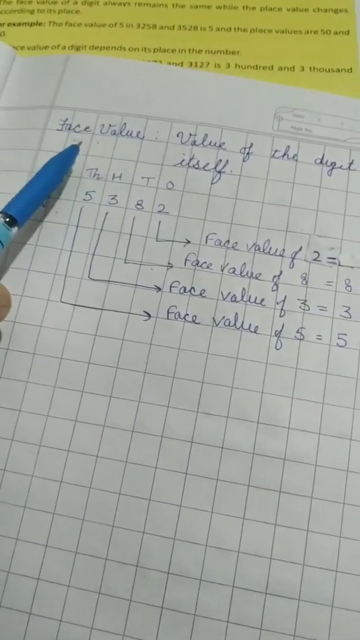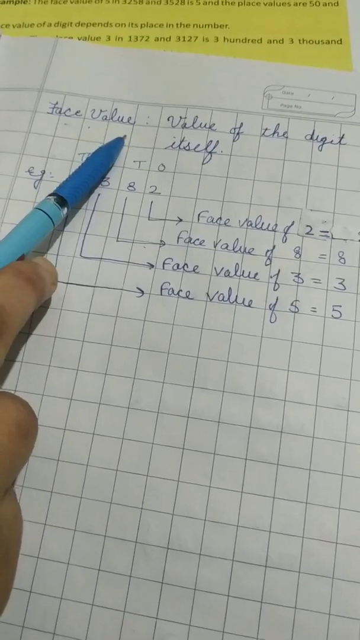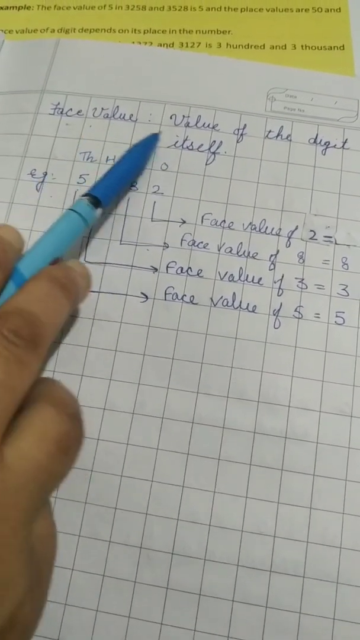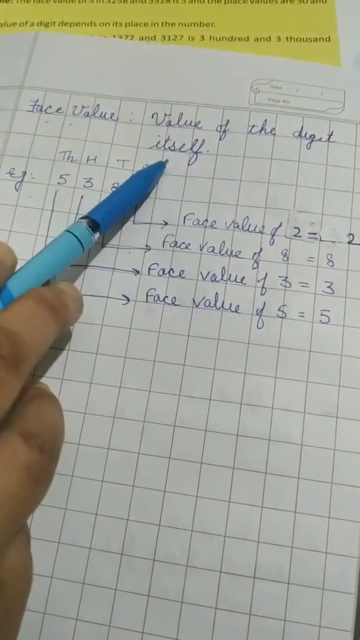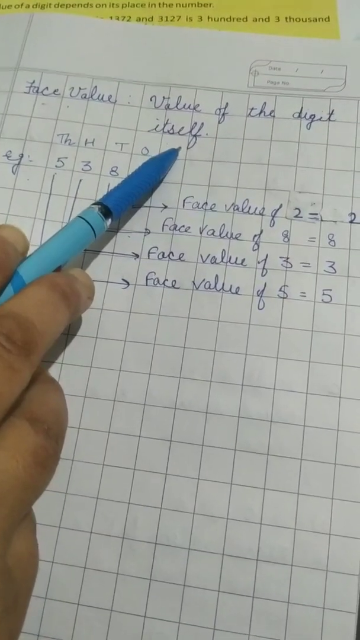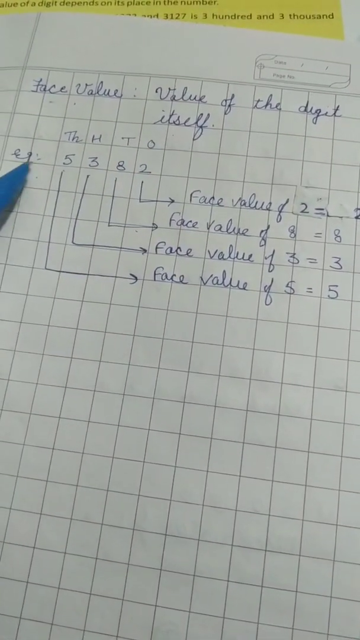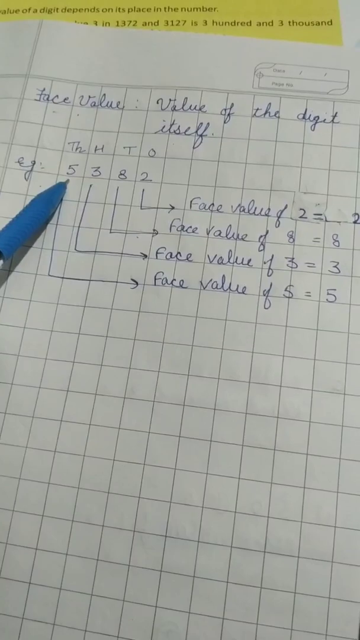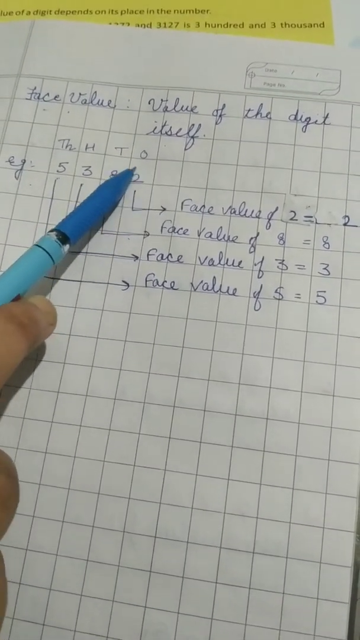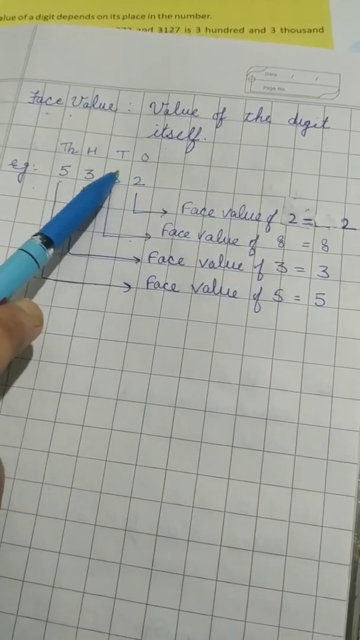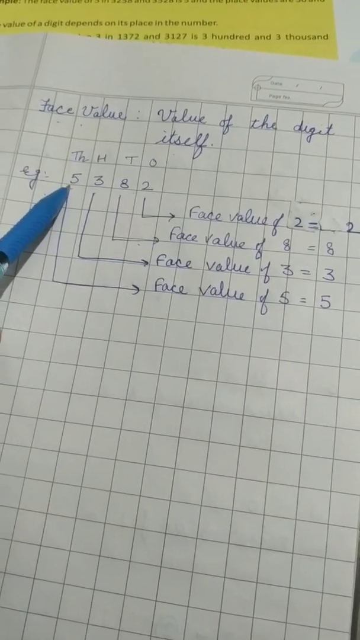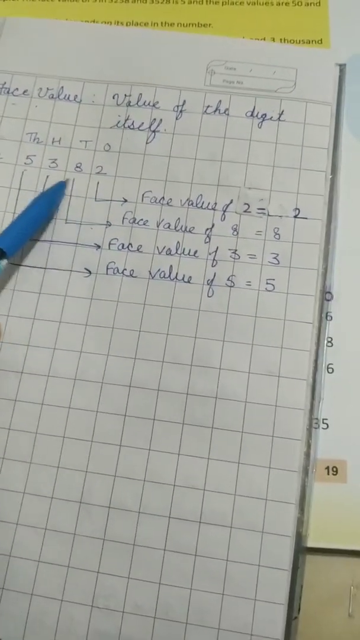Next definition is face value. Face means the face of the digit itself. As the digit looks, the same is the face value of the number. Example: same example I have taken, 5382. Here also we have the face value of 2, face value of 8, face value of 3, and face value of 5. I have it in this way.